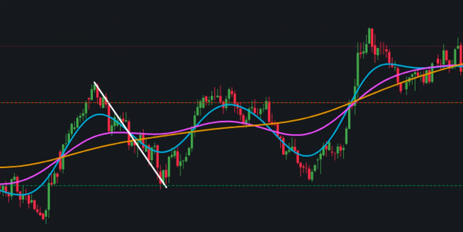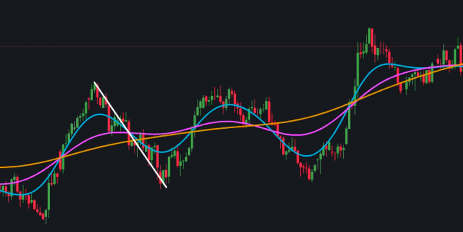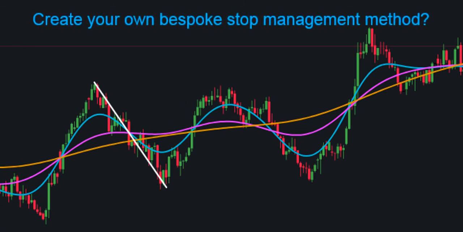Alternatively, step 2 could be something like this. Once the stop is at break even, trail by a percentage or an amount of pips, for example 2% or 200 pips. With the wealth crossover Bespoke Method of stop loss management, there are countless ways that we can systemize the management of the stop based on the wave structure of the markets and the lines of the wealth crossover.